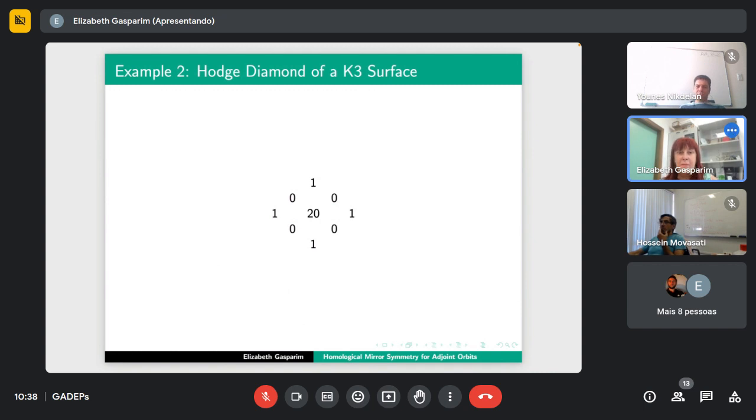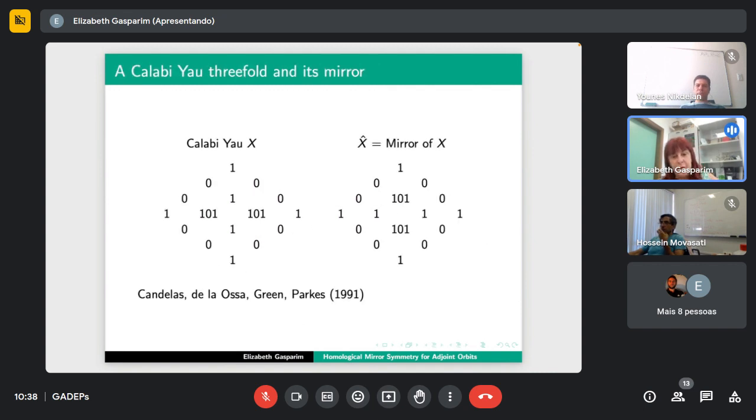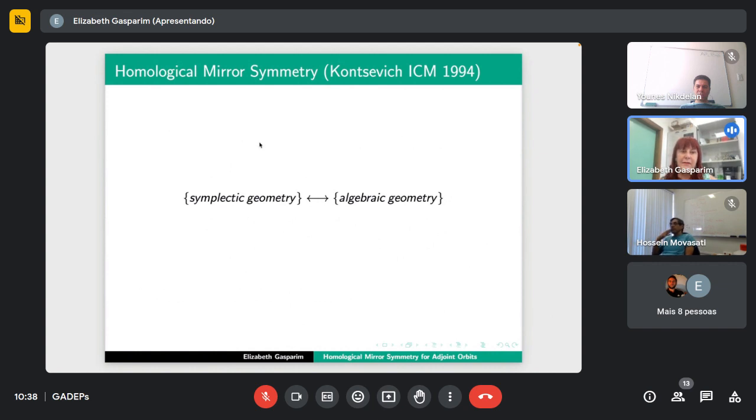The initial example was that of Candelas, de la Ossa, Green, and Parkes, where they had a smooth Calabi-Yau threefold, that's here, and its mirror was something quite singular, and in the diamonds you can see here the reflection on the 45-degree line. I won't explain this at all because I will pass to the homological one. So until then, this was describing the Hodge theory, and a lot more, of course, all kinds of integrals, Gromov-Witten invariants, and so on.